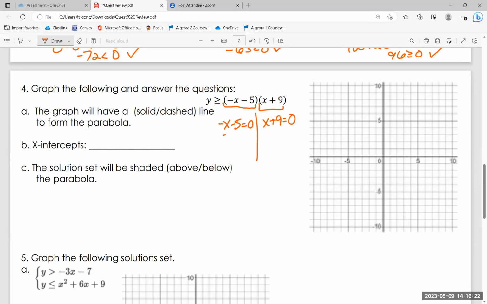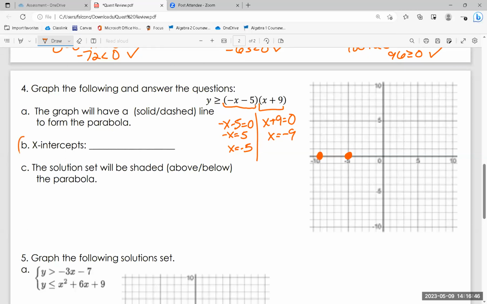So the first one we would add the 5, so negative x equals 5, so x equals, divide both sides by a negative, so x equals -5. And this other one we would subtract the 9, so x equals -9. So we have two x-intercepts at -5, so I'm just gonna go draw them real quick on my graph, and -9. So we're crossing our x-axis at -9, -5.